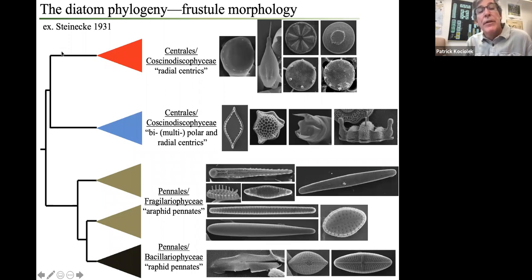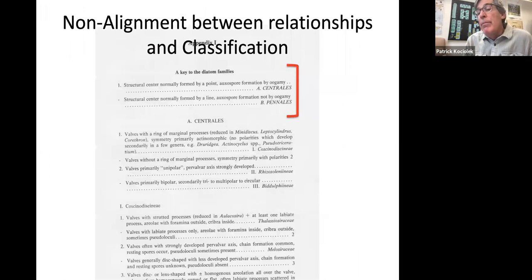So this is a classification system by Steinecke back in the early 30s. And he recognized centric diatoms here that were monophyletic. He might have seen that there are two groups within the centric diatoms, but they were monophyletic. And the pennate diatoms also monophyletic, even though the quote unquote araphid diatoms were non-monophyletic. But even people who embraced this centric pennate split, they might have said they did, but their classification systems did not.